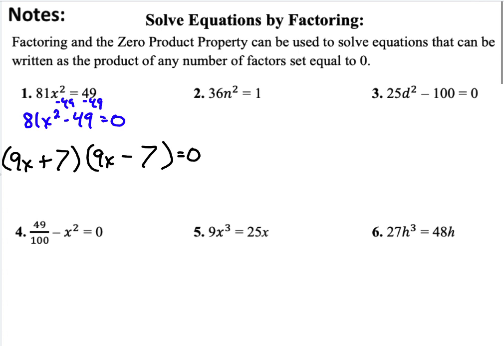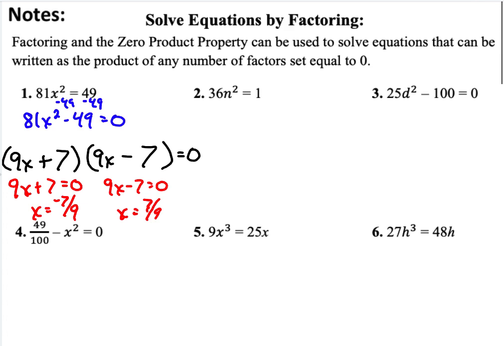Now I set each one equal to 0. 9x plus 7 is equal to 0. So x is equal to negative 7/9. I would subtract 7 from both sides and then divide by 9. 9x minus 7 is equal to 0. So x is equal to positive 7/9. We should get the same answer, just different signs, since we're working with the same numbers as we solve it.